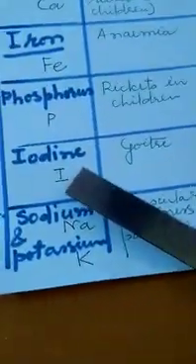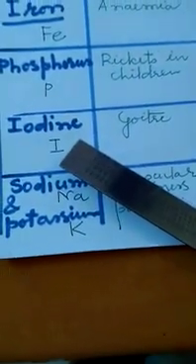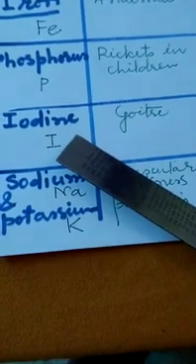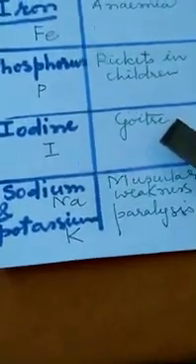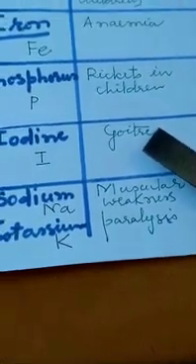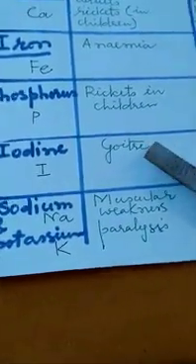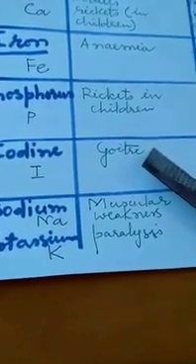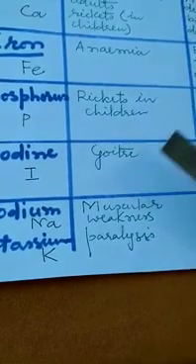Now, the next mineral is iodine. The deficiency of iodine in the diet can cause two diseases, that is cretinism and goiter. The deficiency of iodine in the diet of children causes a disease known as cretinism. Cretinism means feeble-mindedness. The main symptoms of iodine deficiency in children are retarded physical growth and mental disability.